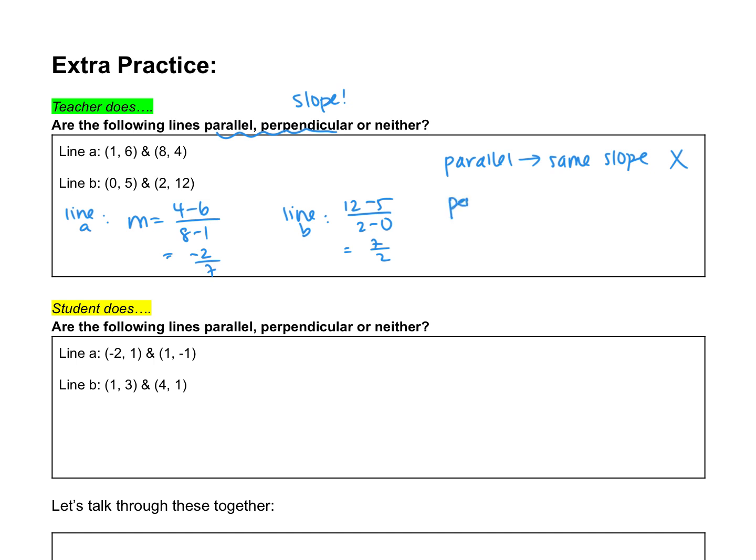If our lines were perpendicular, our slopes would be opposite, so one positive, one negative, and reciprocals. That's what we have here. They're flipped and opposing signs. So what we have right here is perpendicular. It also could be neither. It's possible to have slopes that aren't the same and aren't opposite reciprocals. Questions for me before you all do a few more?